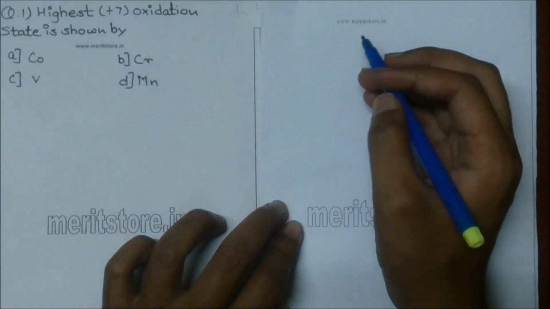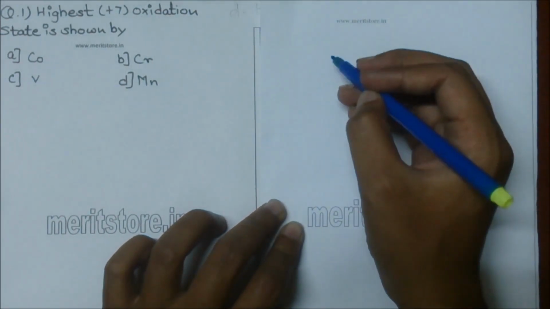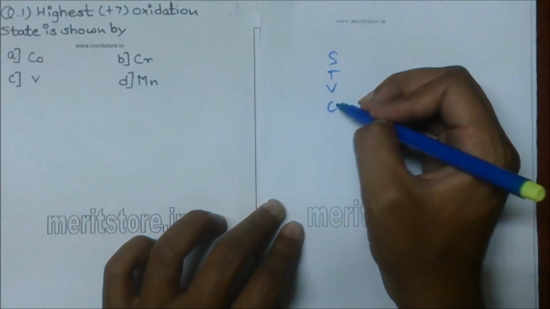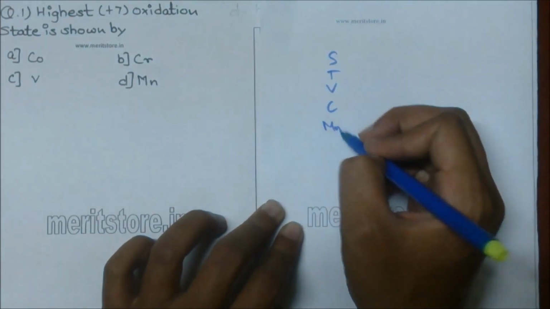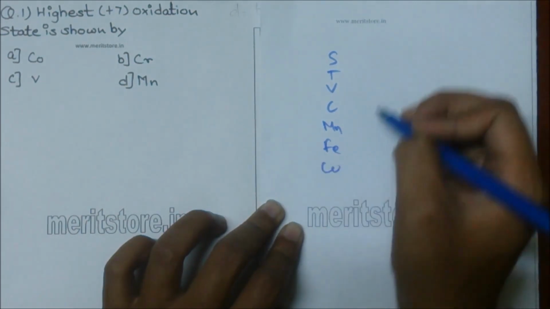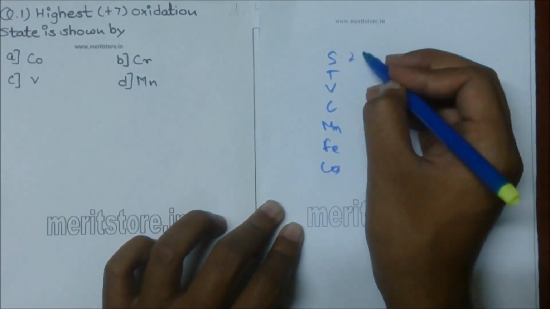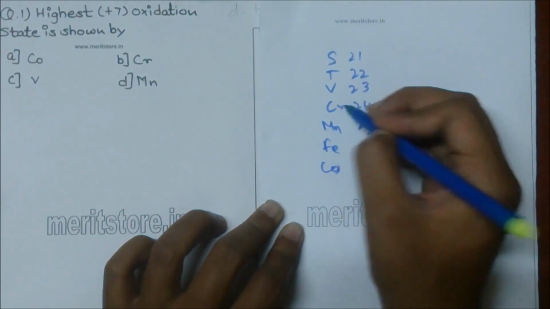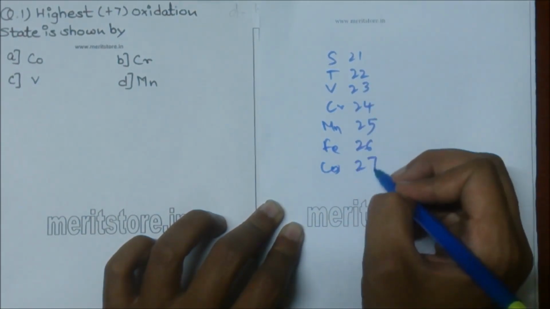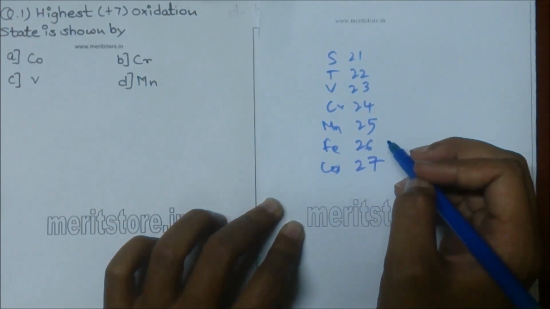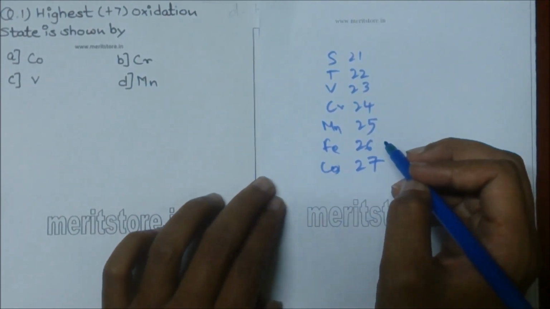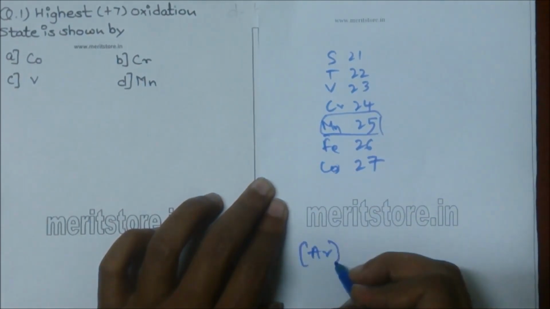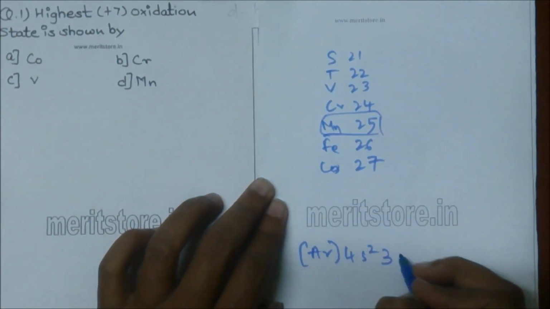These are d block elements: scandium, titanium, vanadium, chromium, then manganese, iron, cobalt. The atomic numbers are 21, 22, 23, 24, 25, 26 and 27. Of all these, the outermost shell electronic configuration of manganese is argon 4s2 3d5.